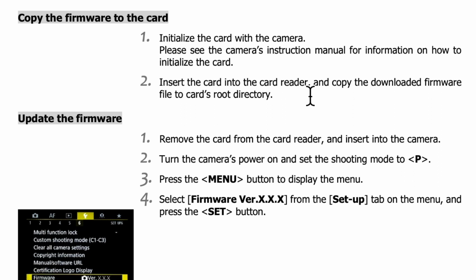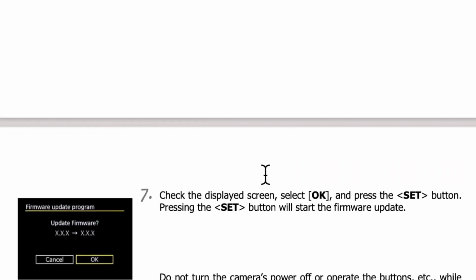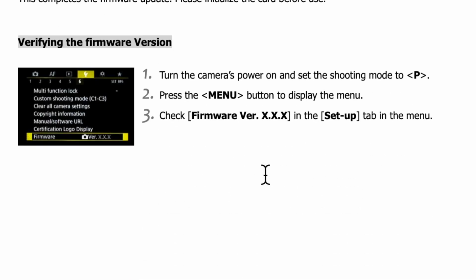Once the file is transferred onto the memory card, you would place the memory card into the camera and then go ahead and upgrade the firmware. And then you have to acknowledge it and just reconfirm. This is the process up there. You can read it in the manual.